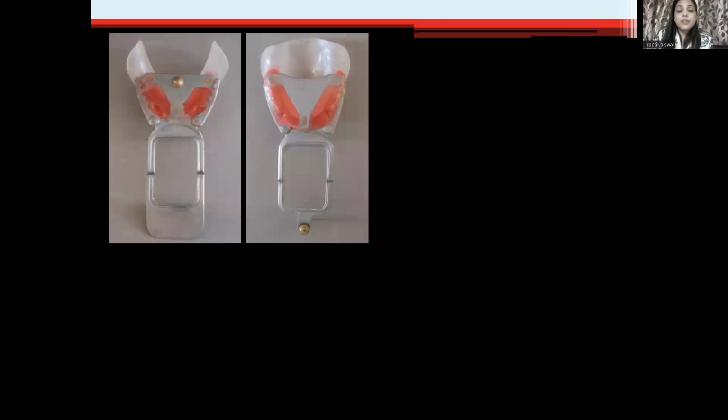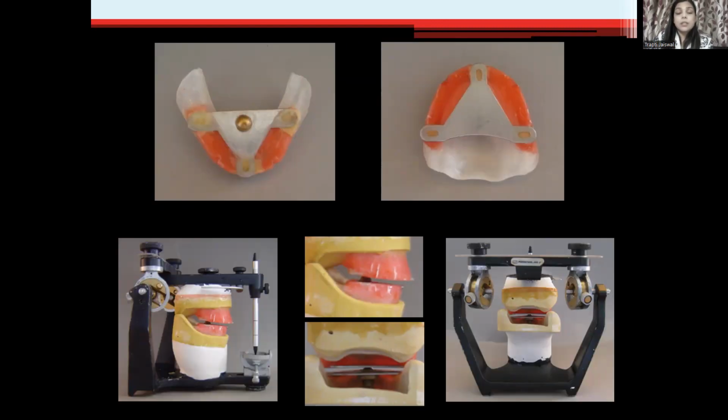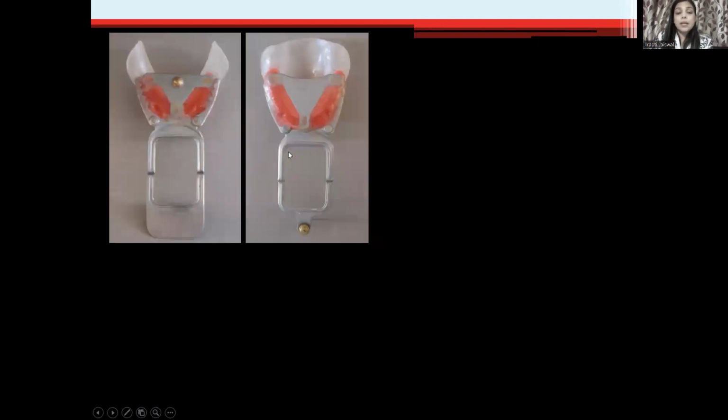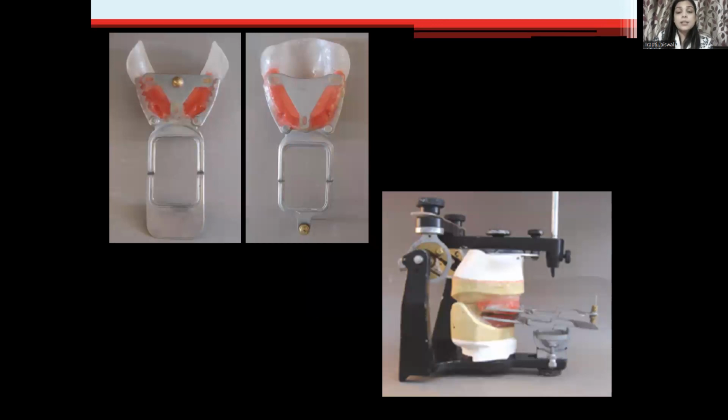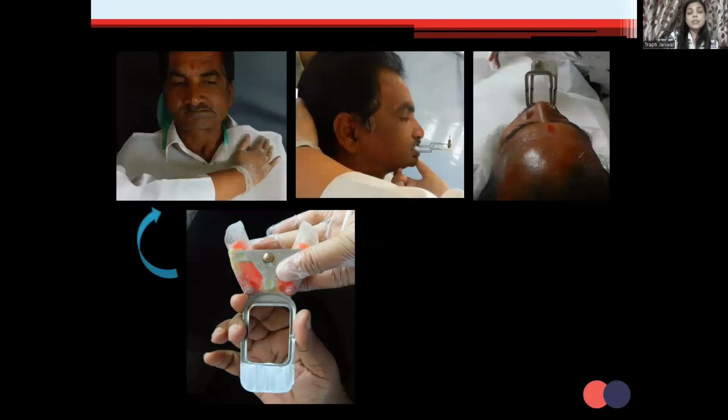And then the tracers are attached. This is the central bearing plate, the central bearing ball, and then the tracers are attached. Then the patient is asked to perform mandibular movements. First we ask the patient to sit upright and guide the mandible into centric relation position, and then ask the patient to perform protrusive, left lateral, and right lateral movements.